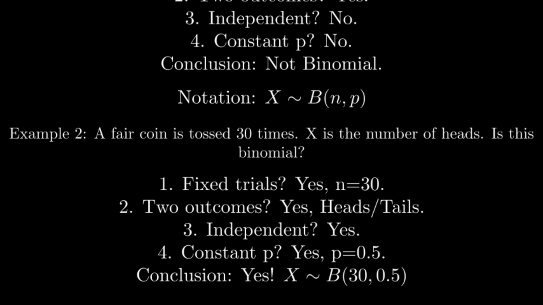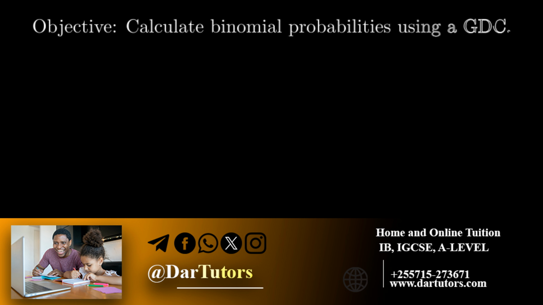We have now seen how to check the four conditions and how to use the proper notation for a binomial distribution. This is a fundamental skill for the rest of our work. All right, now that we can identify a binomial distribution, let's learn how to calculate probabilities. Our objective here is to use our calculators to find probabilities for binomial scenarios. We'll be focusing on how to use our graphing display calculators, or GDCs, to find these probabilities.